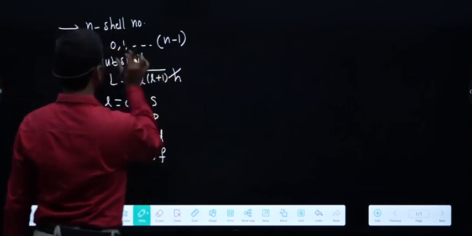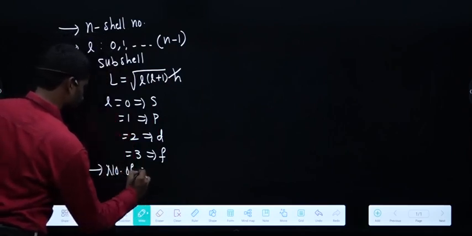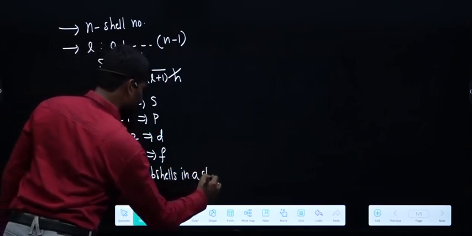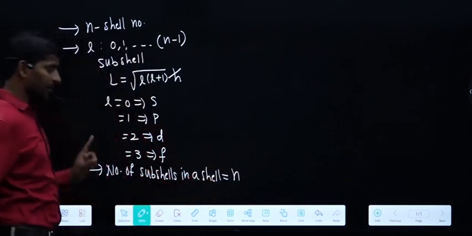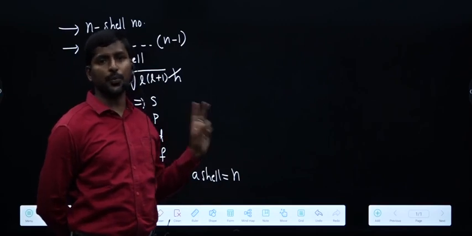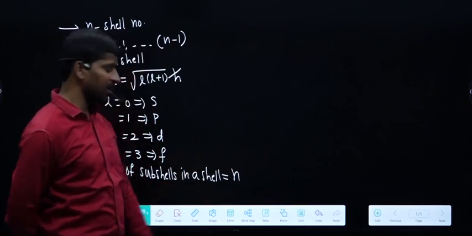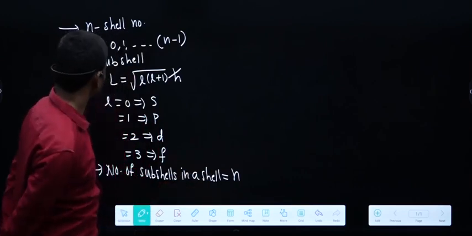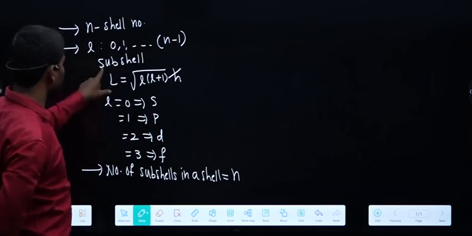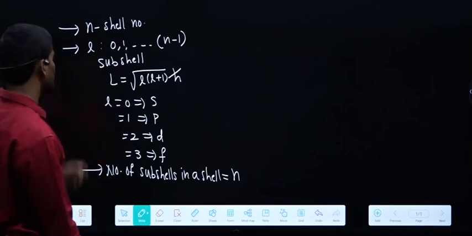Next one, number of subshells in a shell. What is the formula for number of subshells in a shell? The formula is n. In the first shell, one subshell is present, 1s. In the second shell, 2 subshells are present, 2s, 2p. In the third shell, 3 subshells are present, 3s, 3p, 3d. So number of subshells in a shell is equal to n. l is called the azimuthal quantum number or orbital angular momentum quantum number. It represents the subshell in a shell. Angular momentum we can calculate like this.